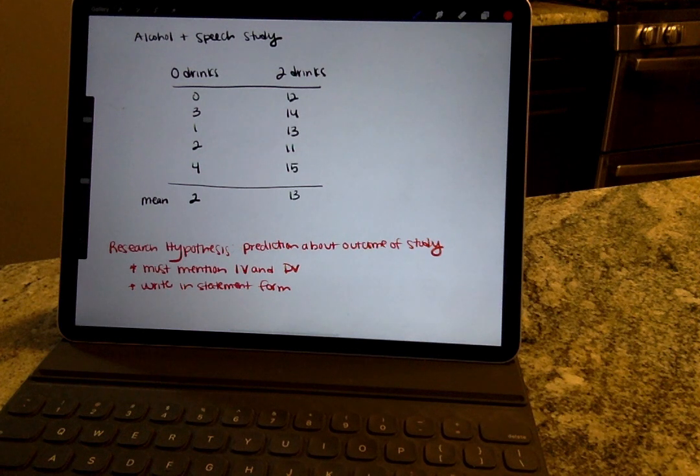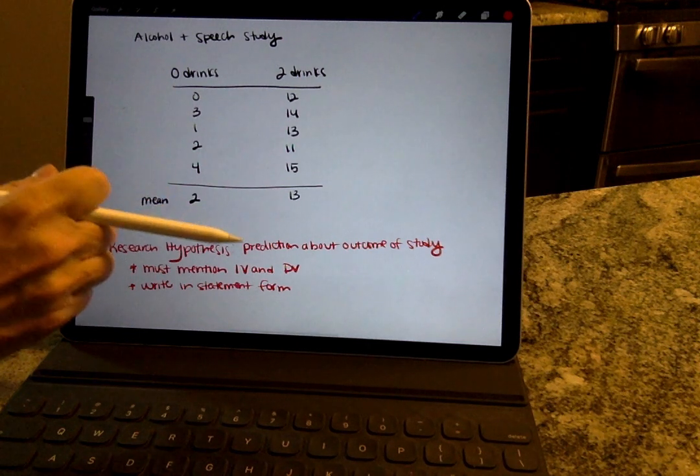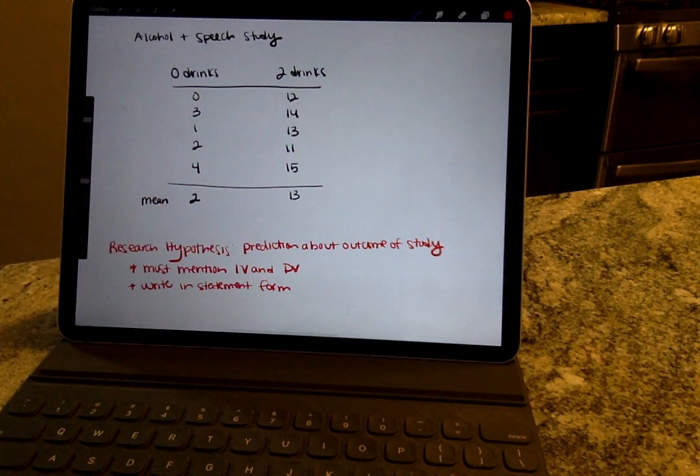Now, if I ask you to define the term hypothesis, this is one of those things where in elementary, middle, and high school, they really did a good job of hammering down the point. A research hypothesis is an educated guess. That is true. The way we're going to think about it in here is it's a prediction about the outcome of your study, which is just a more sophisticated way of saying an educated guess.